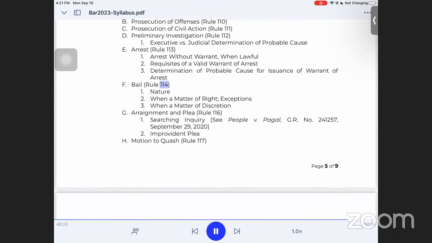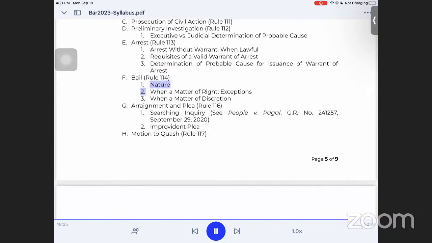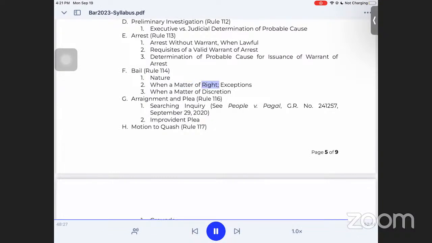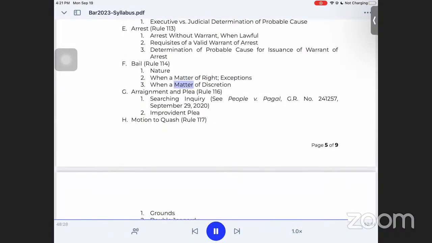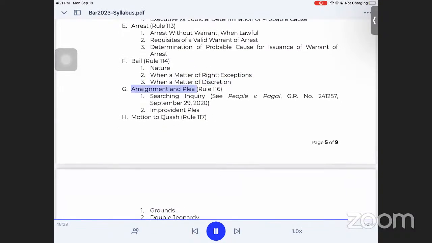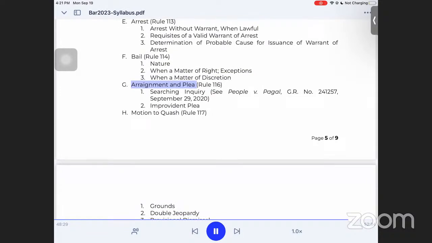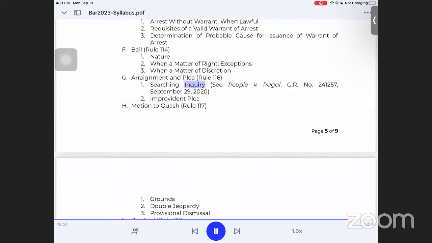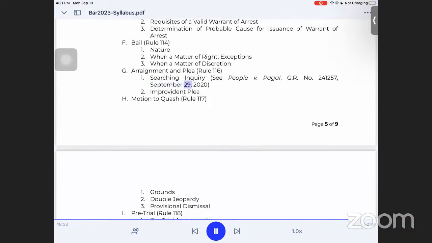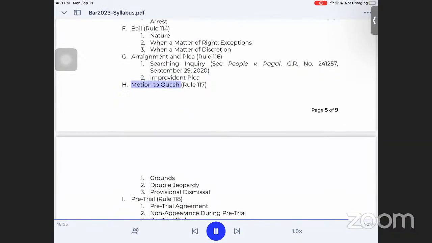F. Bail, Rule 114. 1. Nature. 2. When a matter of right, exceptions. 3. When a matter of discretion. G. Arraignment and plea, Rule 116. 1. Searching inquiry. See People v. Pagal, GR No. 241257, September 29, 2020. 2. Improvident plea. H. Motion to Quash, Rule 117.